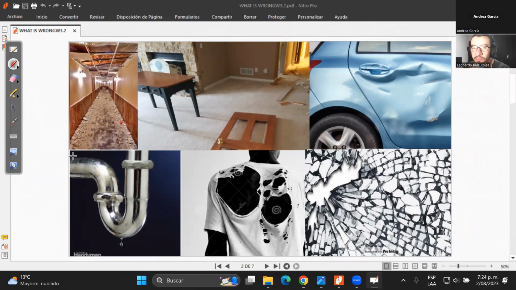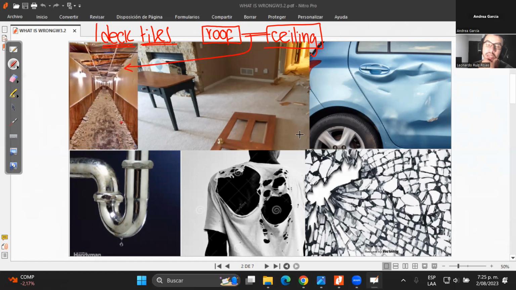Teacher, how do you say el cielo falso que llaman? The deck. Yeah, you could say the deck tiles also, que son como las losillas del techo, but deck is also good. Or roof, or sometimes they call it the ceiling. Ceiling, yeah, this is the most common one. O sea, esas son las tres formas de decir techo, ¿no? Vale.